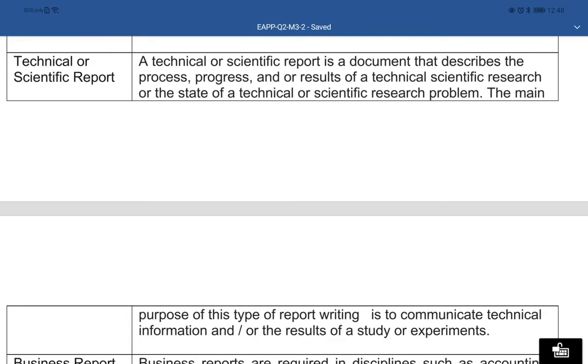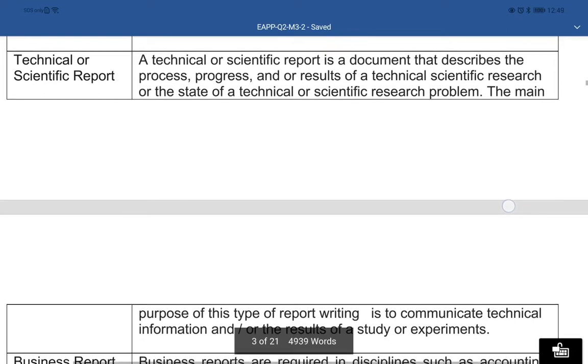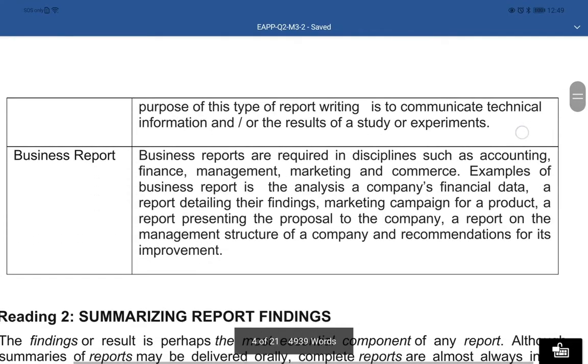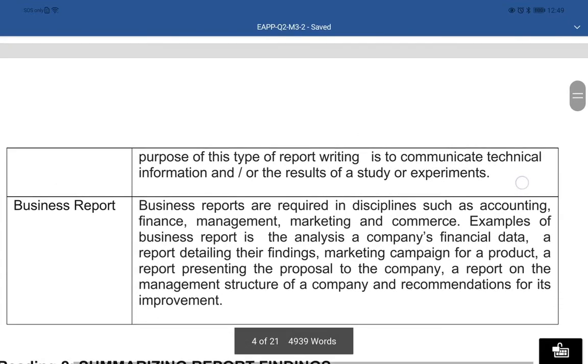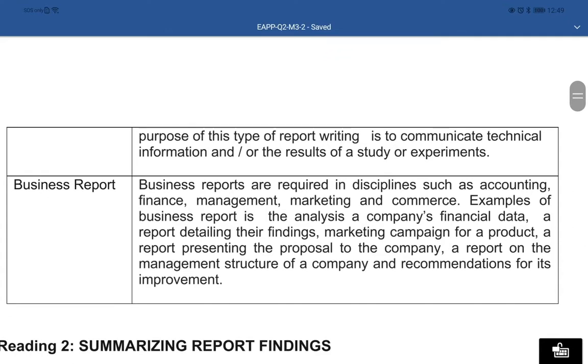Okay, you can find the format of this kind of report in our second module, the module last week. So it is given there, and I believe I have discussed it there. I have also discussed there this kind of report, the technical or scientific. Okay, and finally we have the business report. Under the business reports are the most common reports that we see. Okay, let's read the discussion here.